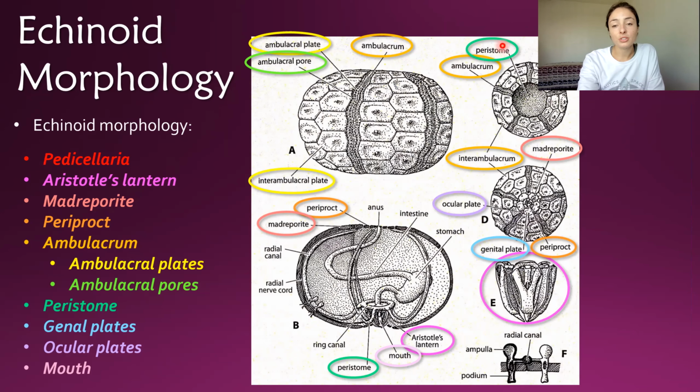Next we have the peristrum, which is on the opposite side of the paraproct and anus, as we can see at the bottom here where the Aristotle's lantern is, as well as the mouth. Next we have the genital plates shown here surrounding the paraproct of the animal, and then we have the ocular plates, which are tiny little plates at the end of each ambulacral area. And last we have the mouth, as we mentioned, which is where the Aristotle's lantern is.